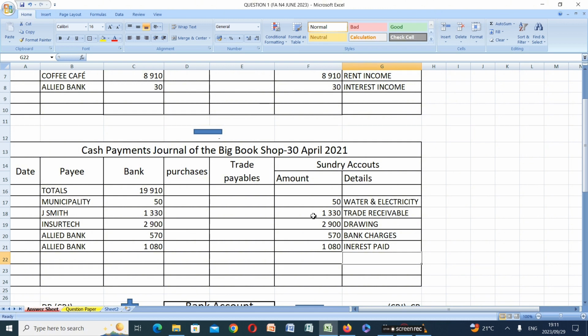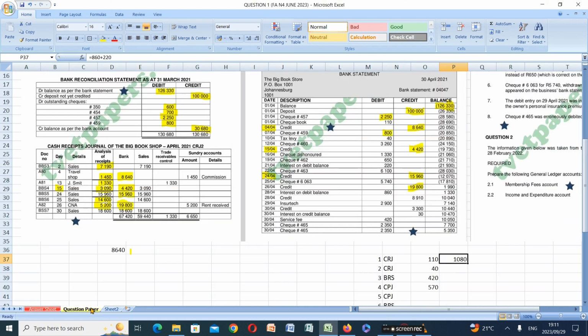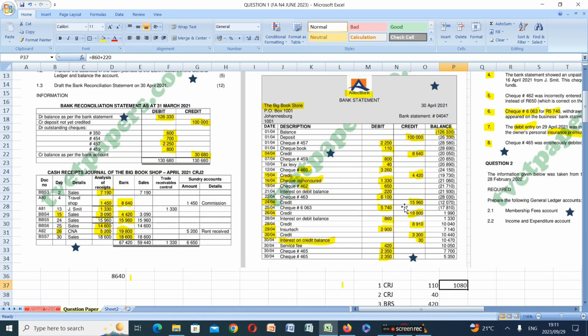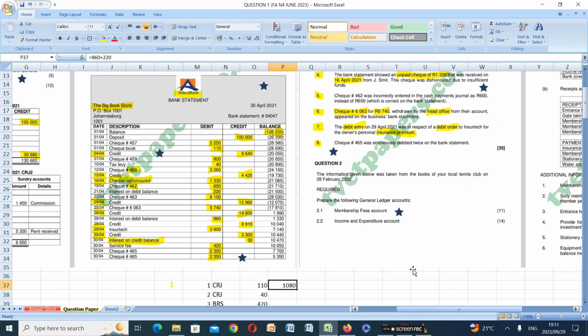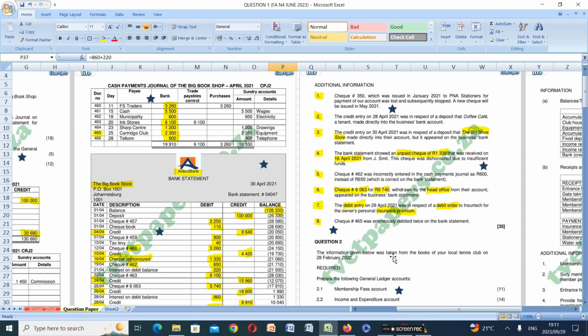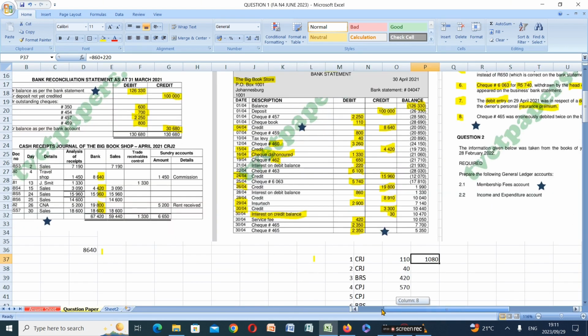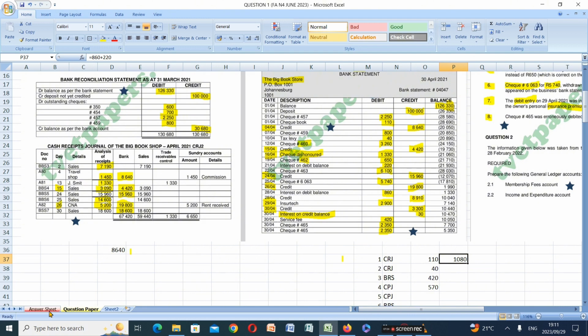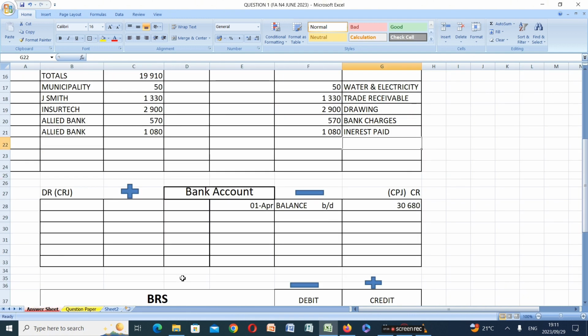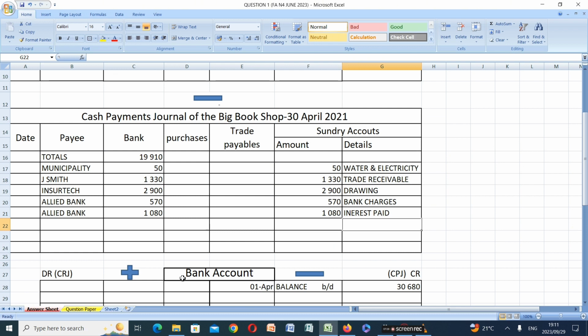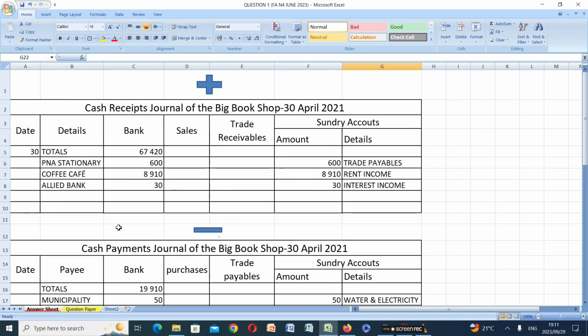We said if we have a negative amount in our bank account, it's what? It's a bank overdraft. So we dealt with everything. There is absolutely nothing we haven't dealt with. So I think now we are ready to close off our account. So we are done with the question paper. Now we need to close off everything.